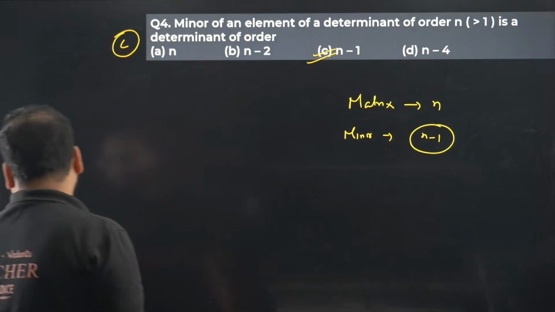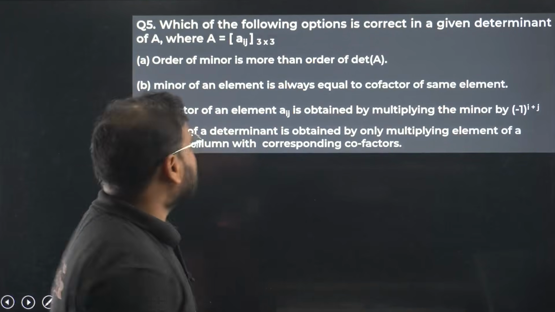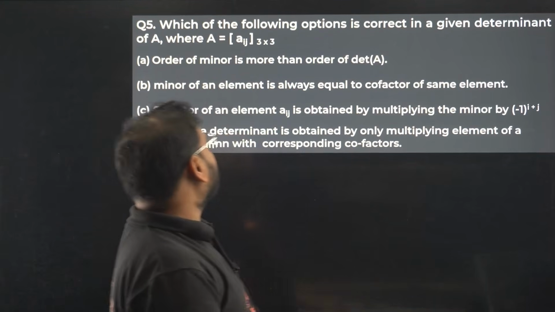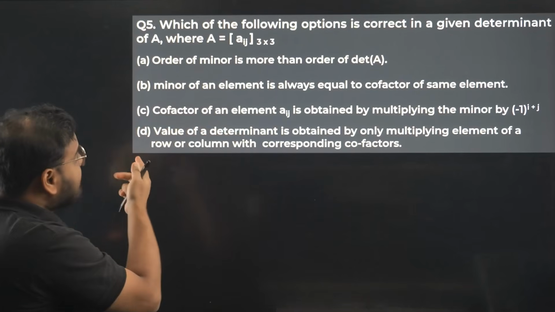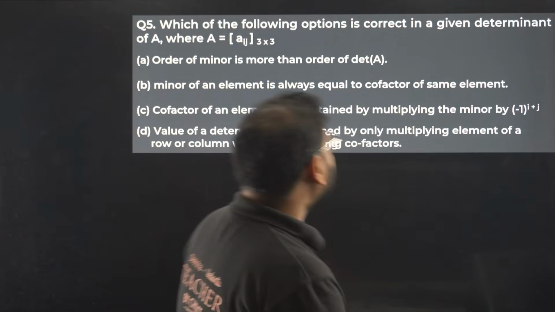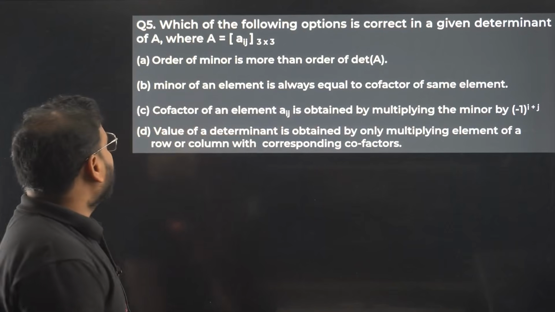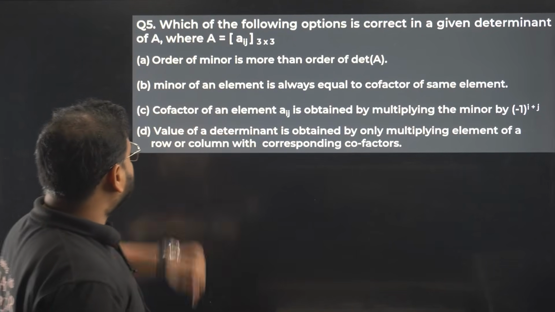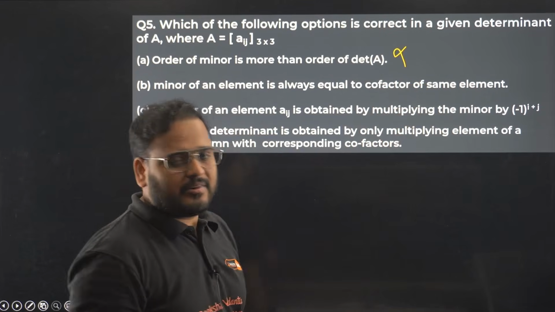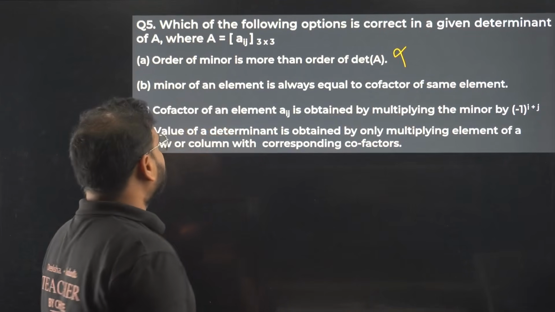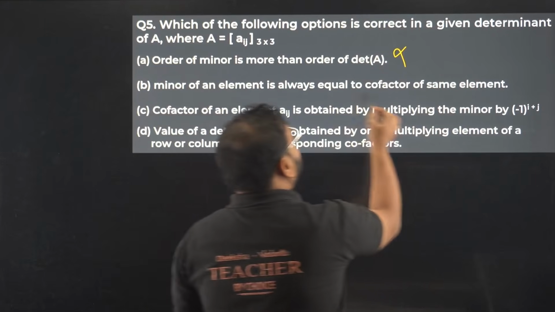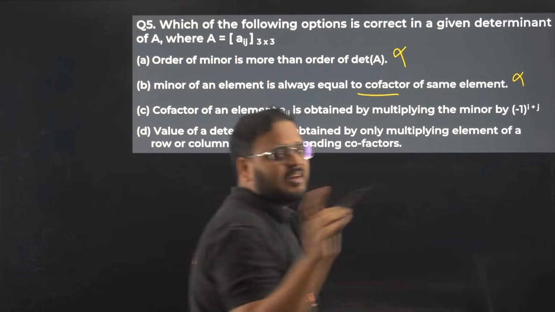Let's start. Question number 5 now. What does it say? Which of the following options is correct in a given determinant of A, where A is given as Aij 3 cross 3, meaning it's a 3 cross 3 square matrix, of course. So which is the correct option? Please check. Order of a minor is more than order of determinant. No, not possible. Order of minor is less than order of determinant, 1 less actually. Minor of an element is not always equal to, it depends upon whether the sum is odd or even.